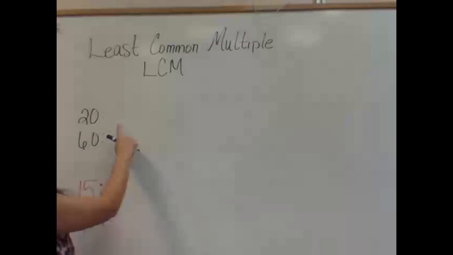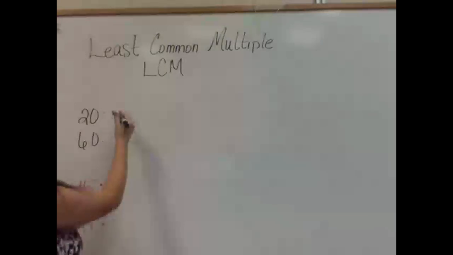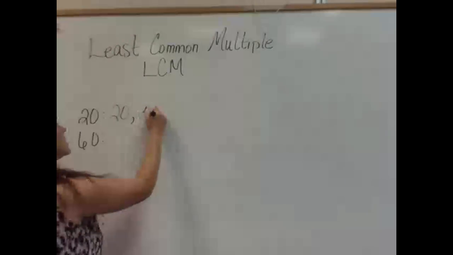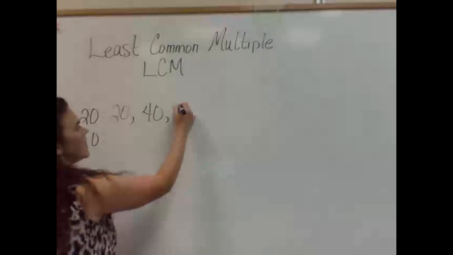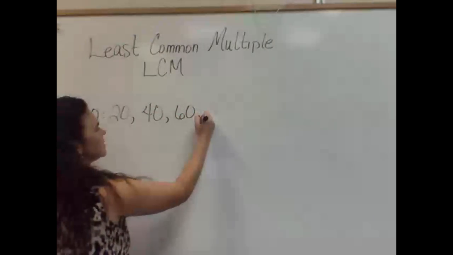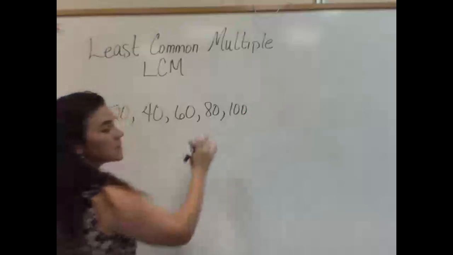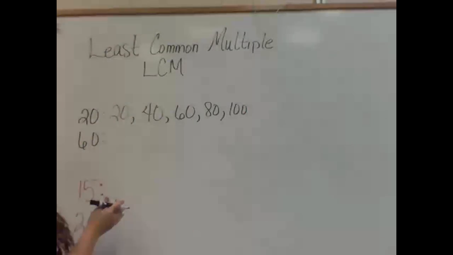We have the numbers 20 and 60, and we want to find the least common multiple between these two numbers. So I'm just going to start listing. 20 times 1 is 20. 20 times 2 is 40. And then I'm going to skip count: 60, 80, 100. I'm going to stop there to see if I find any multiples.